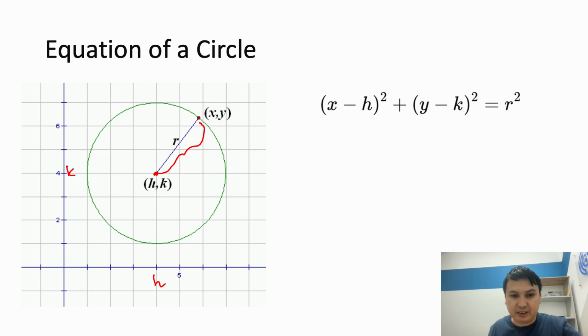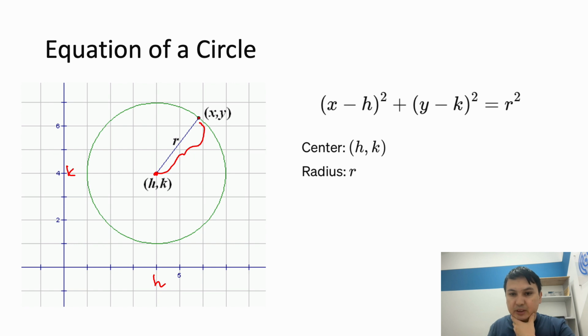It's x minus h, the x-coordinate of the center, squared, plus y minus k, where k is the y coordinate of the center, squared, equals r squared. What was the r? Remember, it's the radius, so radius squared. Whenever you see such an equation, it describes all x and y coordinates that satisfy this equation and lie on this green circle.